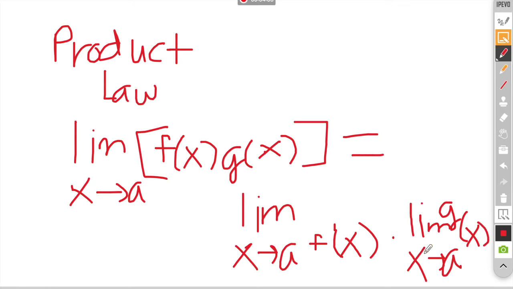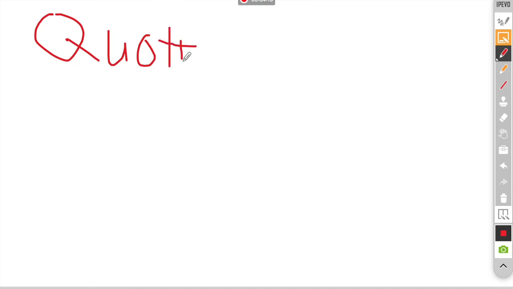Okay, now if we have the product law, that means we must also have the quotient law. Now the quotient law is actually pretty straightforward too. Let's say we're given a numerator and denominator, basically a division problem, right? That's what quotients are.